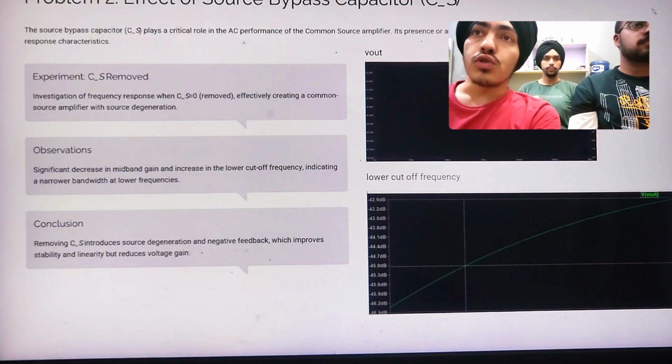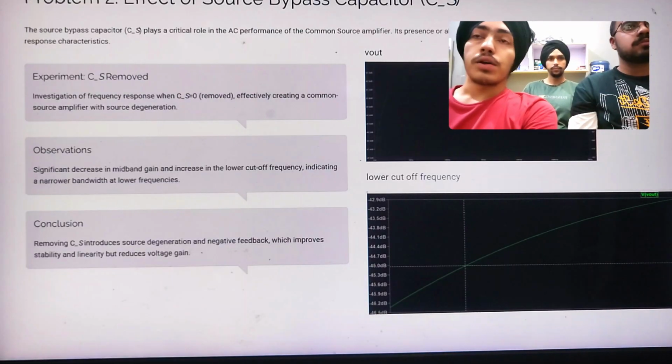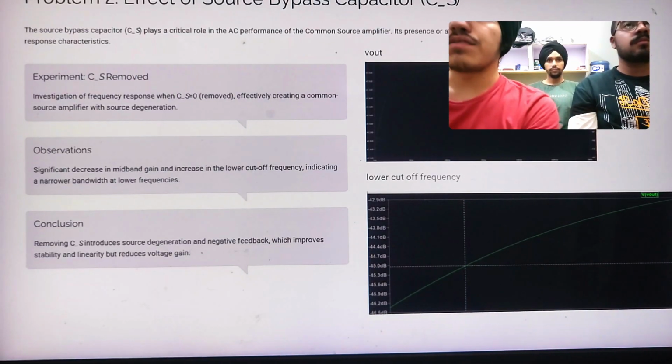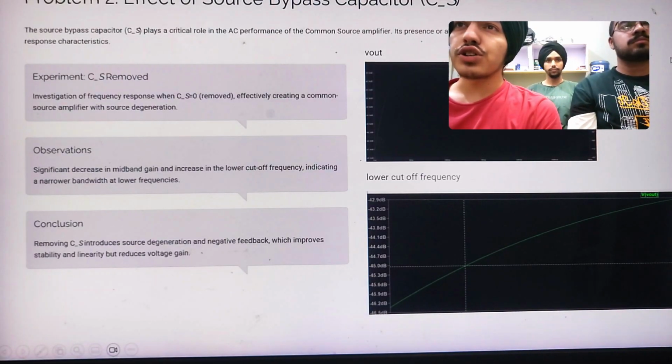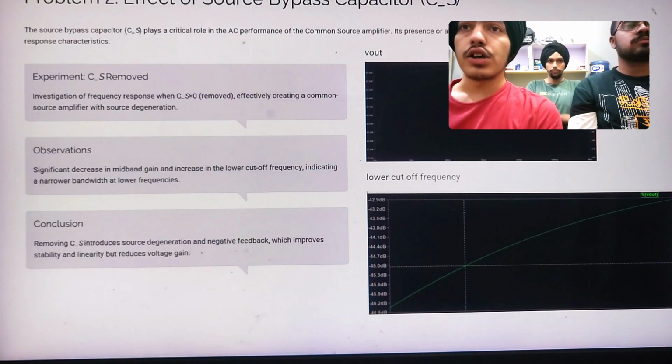Now here, Problem 2, effect of the source bypass capacitor. In this experiment, we investigate the frequency response with the source capacitor CS removed, effectively creating a common source amplifier with source degradation. In the observation, there is a significant decrease in mid-band gain and an increase in the lower cutoff frequency. In the end, we conclude that removing the source capacitor introduces source degradation and negative feedback, which improves stability and linearity but reduces voltage gain.